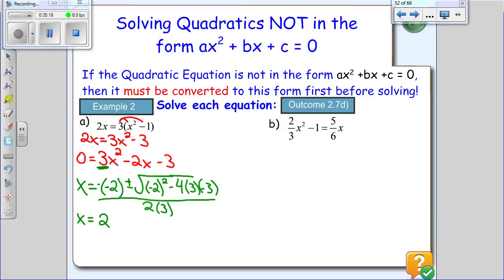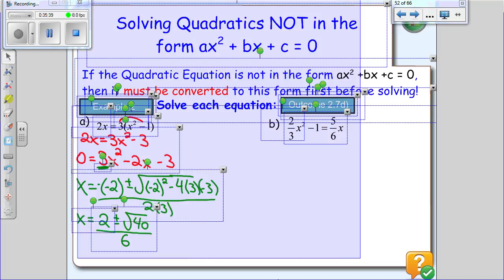Why is that answer not good enough right now? You can simplify that thing, right? That square root of 40 can be simplified. When you simplify it, you're going to break it down to be 4 and 10. Just type this up so you can see it. And you have x equals 2 plus or minus 2 root 10 divided by 6.